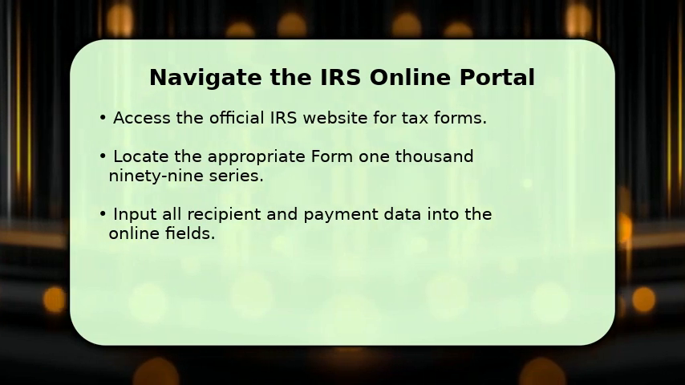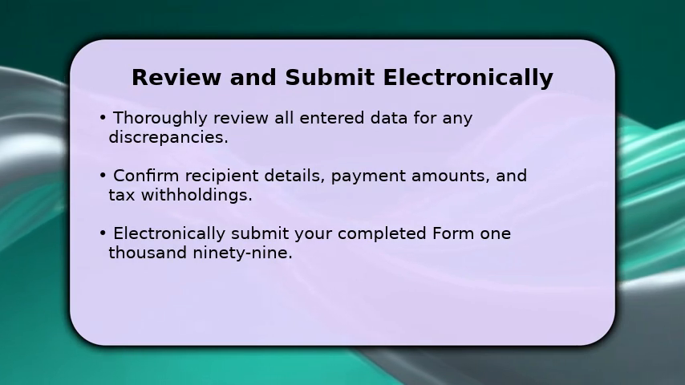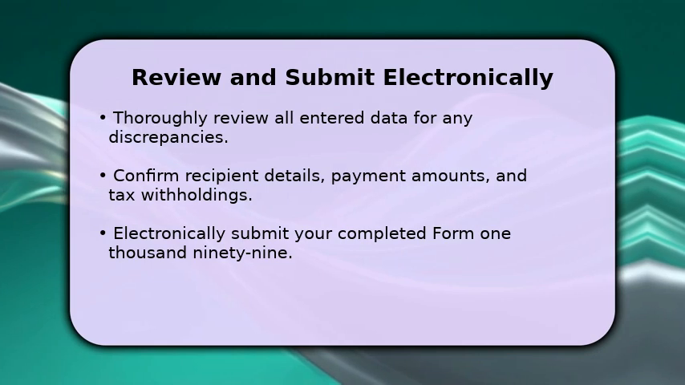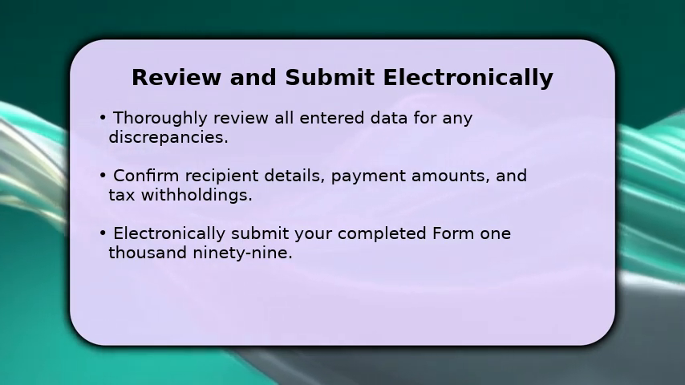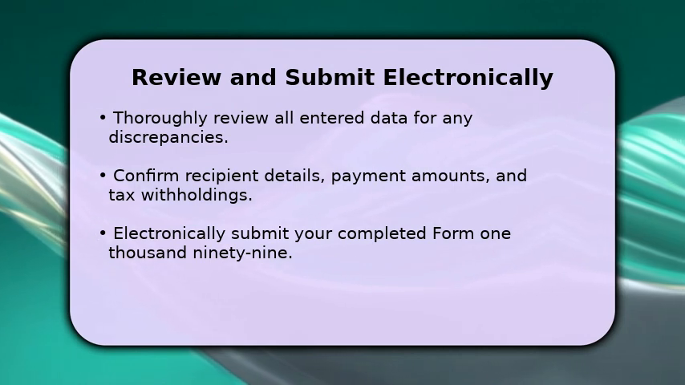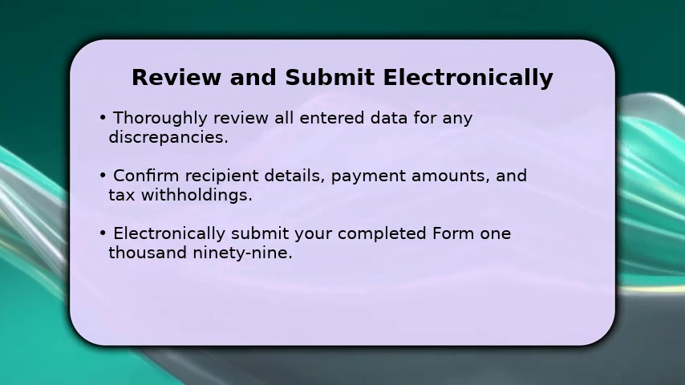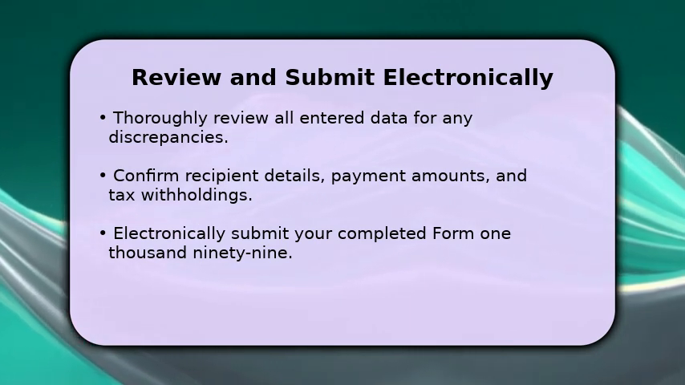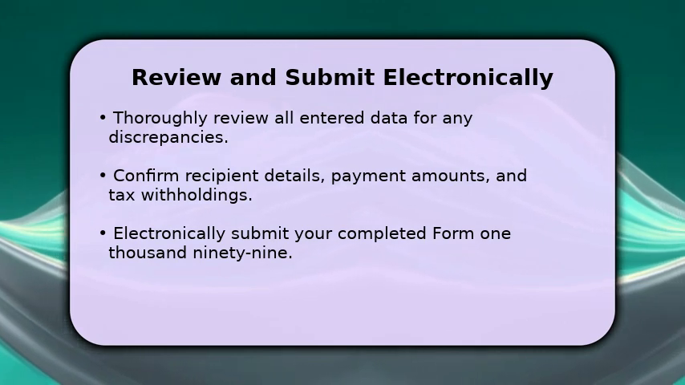next step. The final and most critical step is to meticulously review all the information you have entered. Verify that recipient names, addresses, and identification numbers are correct. Double-check all payment amounts and any tax withholdings to prevent errors. Once you are confident everything is accurate, proceed to electronically submit your Form 1099. You will receive a confirmation, completing your filing process efficiently.